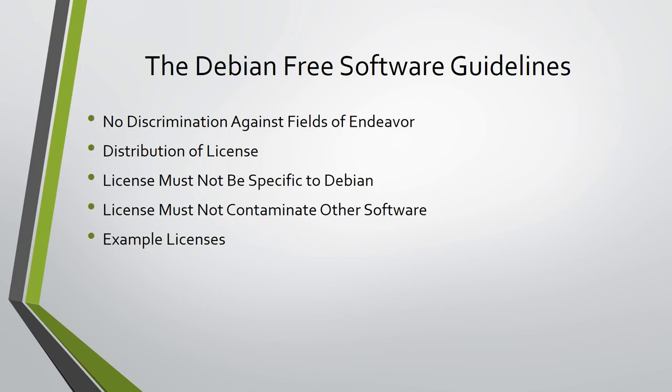Distribution of license. The rights attached to the program must apply to all to whom the program is redistributed, without the need for execution of an additional license by those parties.